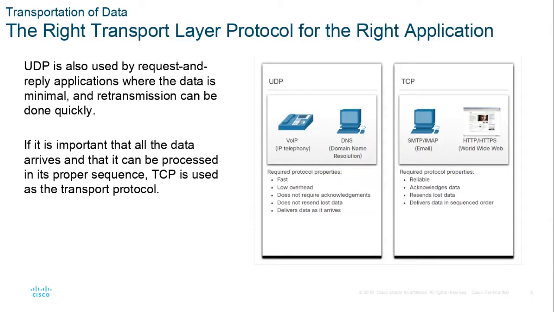So things like, if we want fast, low overhead, I don't need acknowledgements. I don't have to resend lost data. I'm just going to deliver the data as it arrives. And he gives the example here in the graphic of streaming audio like voice over IP telephones or DNS resolution.